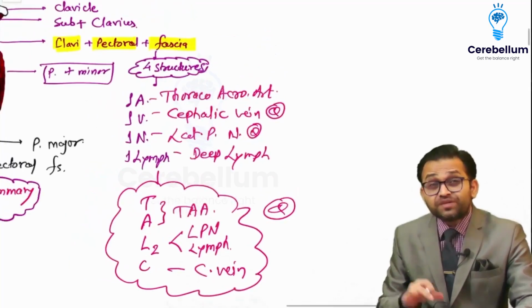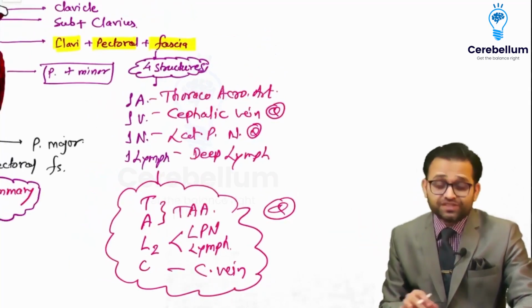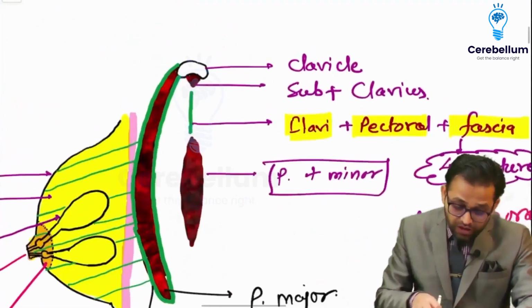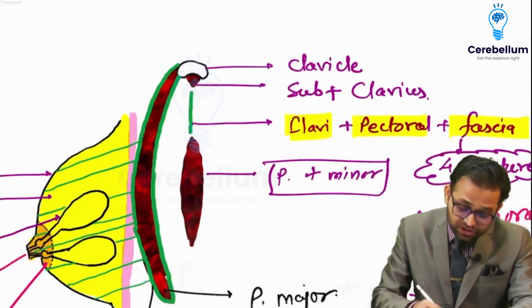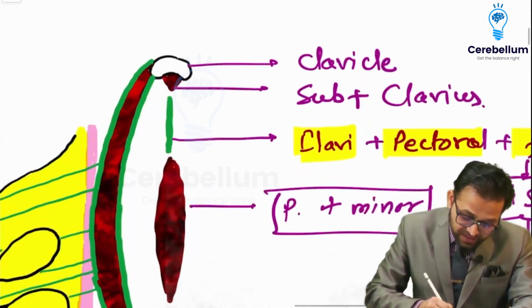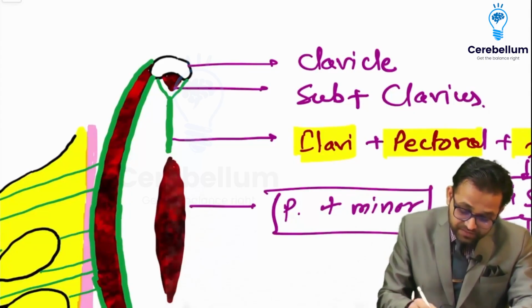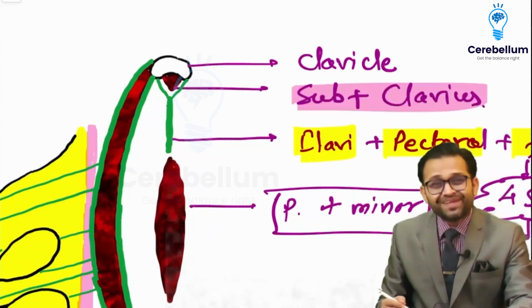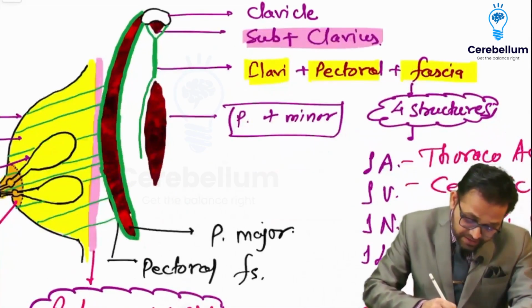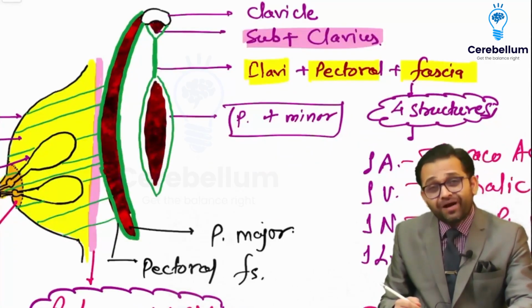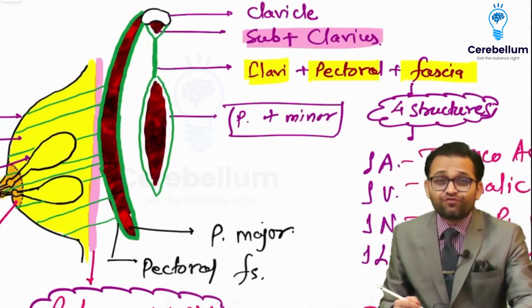The structures piercing the clavipectoral fascia. Okay, sir. So another few more questions. This clavipectoral fascia is enclosing two muscles. The upper end of the clavipectoral fascia splits and encloses the subclavius muscle, MCQ, and the lower end splits and covers the pectoralis minor muscle. Two MCQs again for all of you.